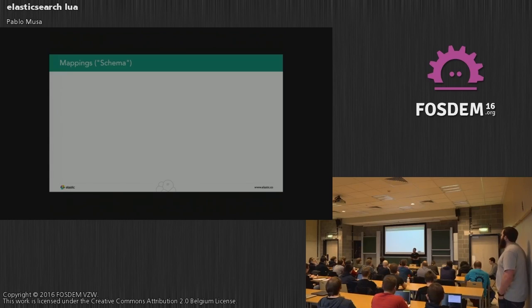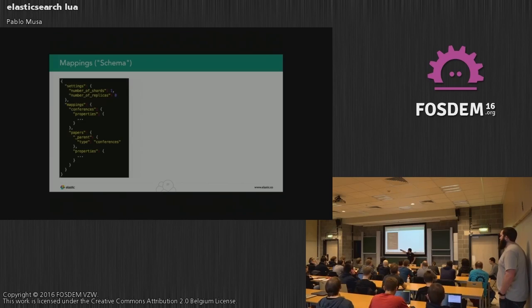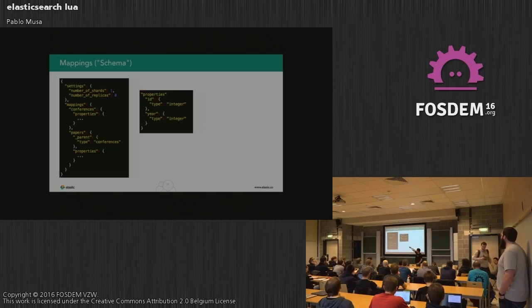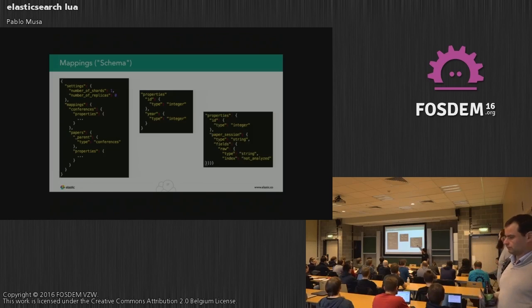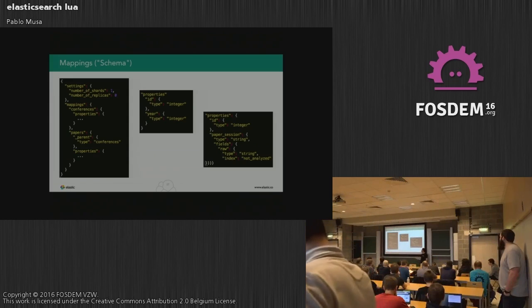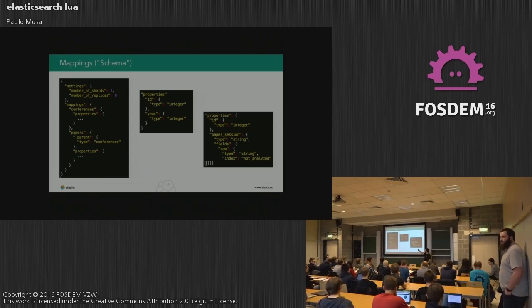So how were the mappings, or the schema, we call it mappings? The first thing is Elasticsearch has dynamic mapping. So you just need to send documents, and it will look at the document and figure out and update the mapping accordingly. But sometimes you want to tweak it. So I needed to tell Elasticsearch that papers had a parent, which were conferences, so I was creating a relationship here. I needed to say that ID was an integer and year was also an integer, otherwise as a string, I would get problems doing sorting. And I also needed to tell that paper session should not be analyzed. This is good when you want to do sorting as well, because if you analyze a string field, you get problems. I don't have time to get into that, but that's the simple configuration I had to do.